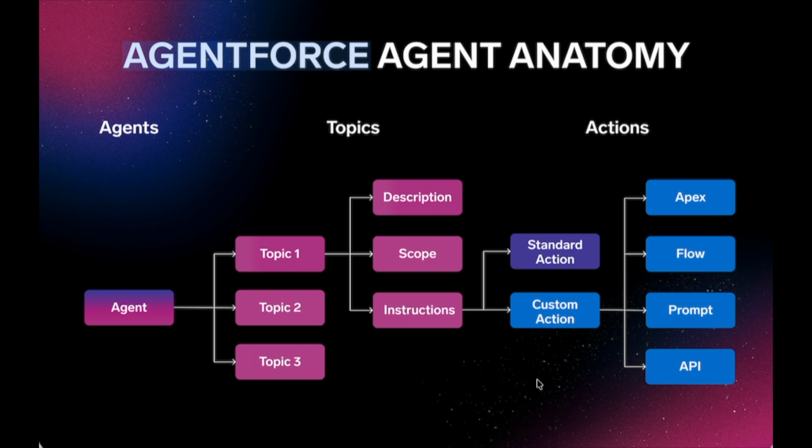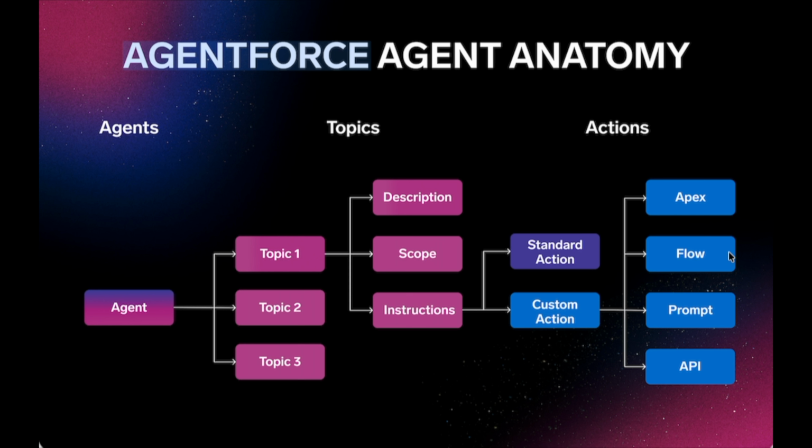Custom actions are used when standard actions are not enough. They allow the agent to run custom logic, follow complex processes, or connect to other systems. Custom actions are built using Flow, Apex, Prompt, or API integrations.